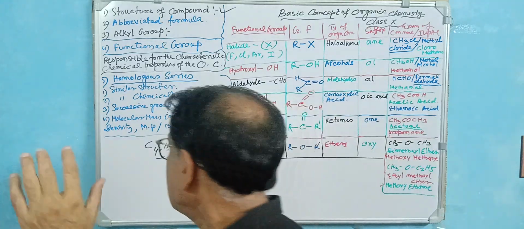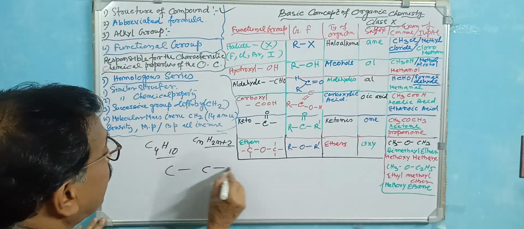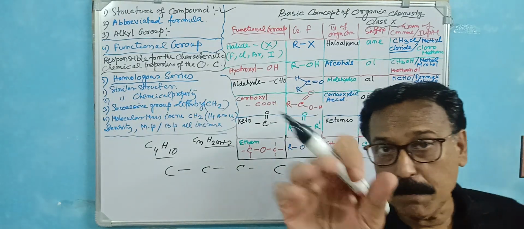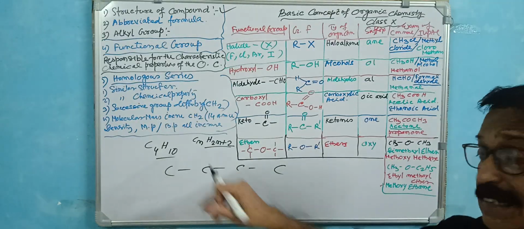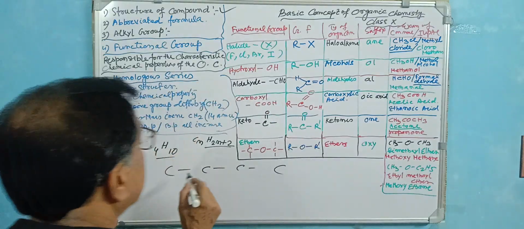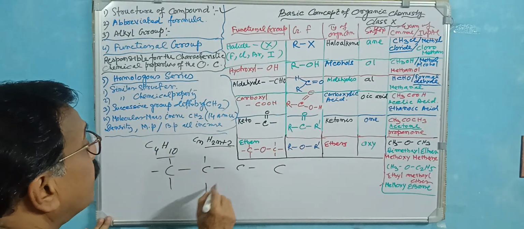So what is the structure? This is actually a skeleton. You first write it in this way. The four carbons are there, no problem at all. You just complete the four hands, because this is an alkane, that is a single bond. So the structure is the skeleton. You just complete this.